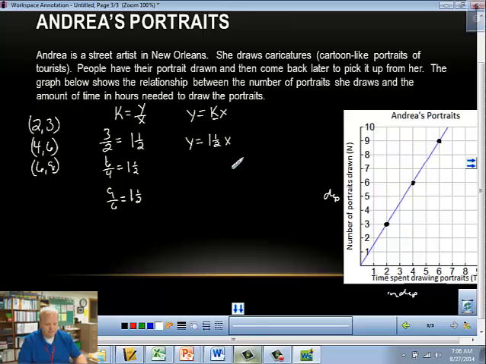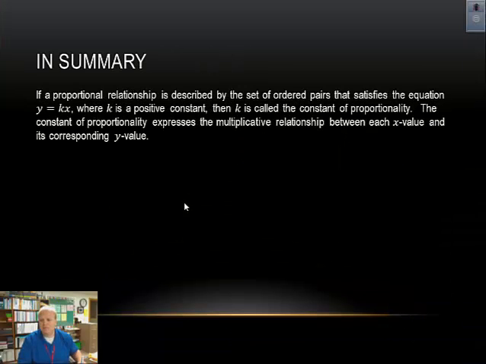I have one final slide. Basically, I just want to summarize everything. If a proportional relationship is described with ordered pairs, the equation is going to be y equals kx, where k is my positive constant. We call this k the constant of proportionality. We express it as the multiplicative relationship, where I'm multiplying back and forth between the x value and the y value.